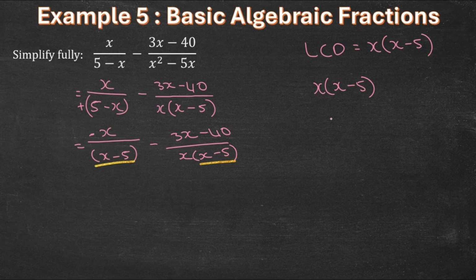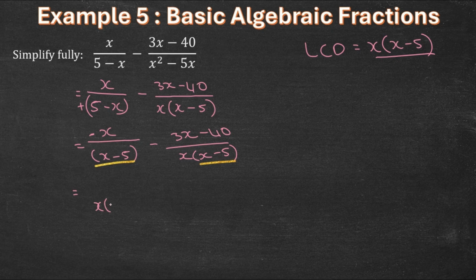Now looking at this x minus 5, what does this x minus 5 need to look like this? Yes, just an x. So that's why my lowest common denominator is x multiplied by x minus 5. Okay, what do we do now? We change all the denominators in all the fractions to have the same LCD.